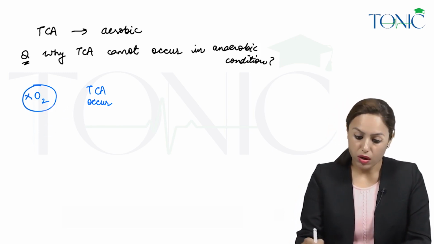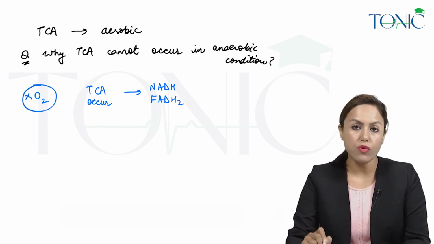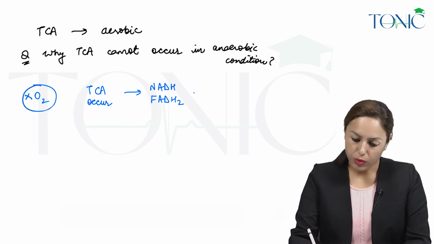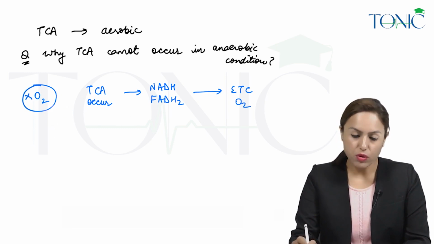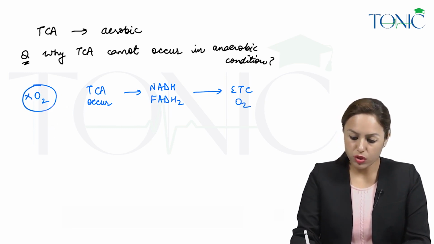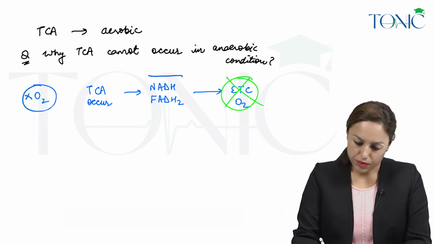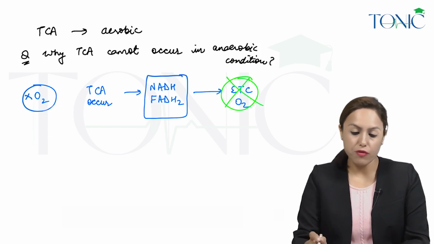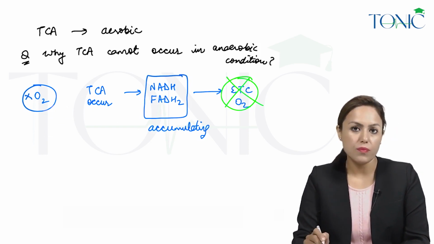But when TCA occurs, what will happen? NADH will be formed, FADH2 will be formed, right? Normally they have to go into the ETC, right? But the ETC requires oxygen, and in this situation we don't have oxygen, so the ETC will not occur. When the ETC does not occur, this NADH and FADH2 will start accumulating.